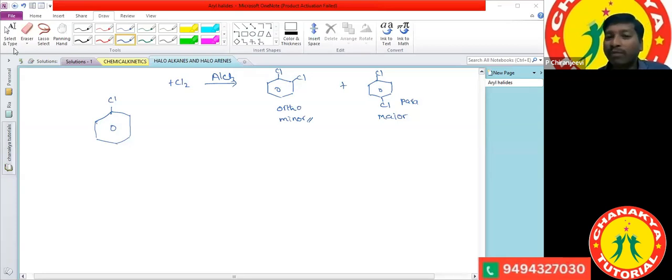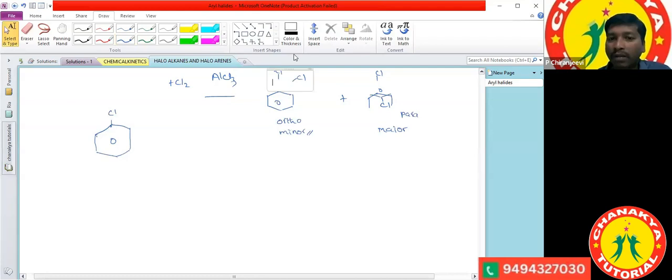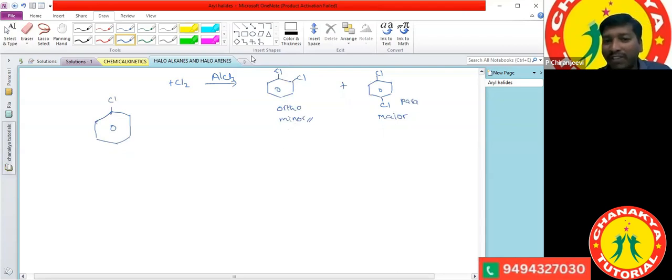If 2 chlorine atoms are present on the same side, the electron density on the chlorine atoms will be more. Due to the more electron density, they have a strong repulsion. If they have repulsion, they become unstable. When the 2 chlorine atoms are present exactly in opposite directions, the distance is more, they don't have repulsion, and they become more stable.